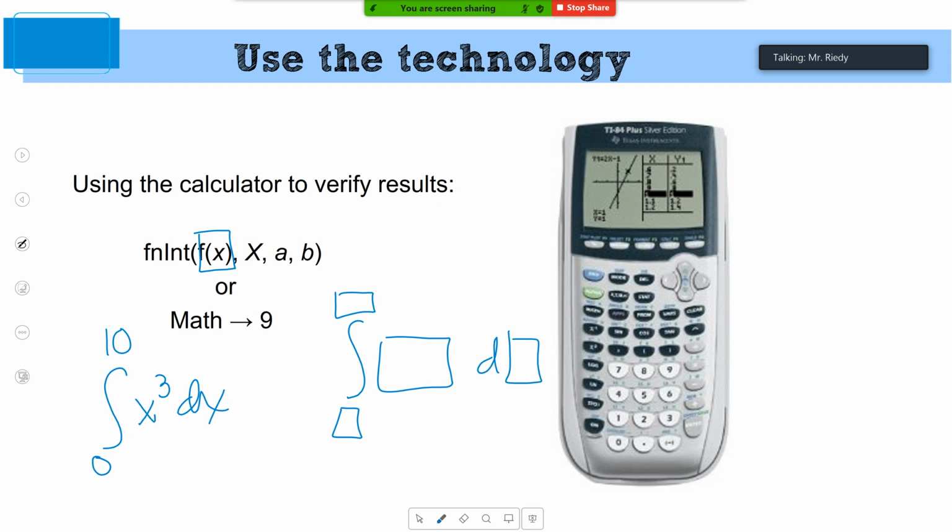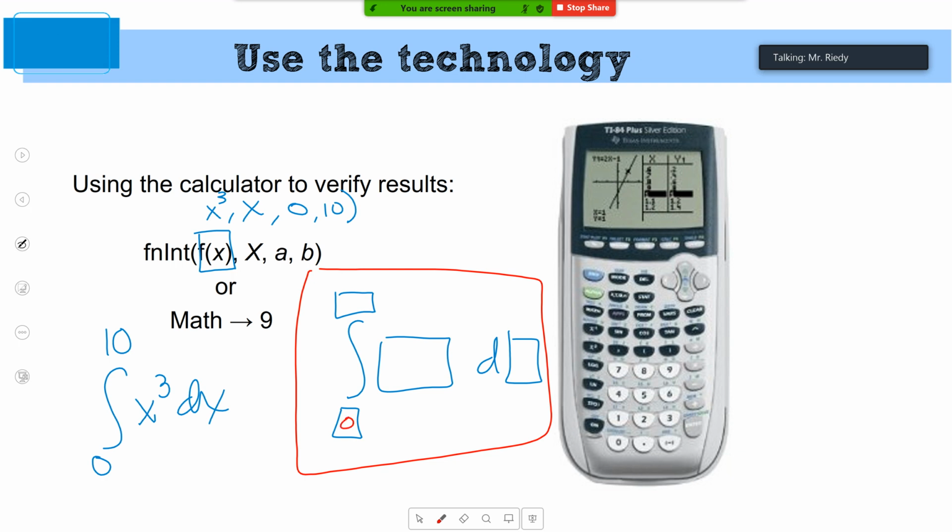Okay. So for those of you that have the FNint, you're going to type in x cubed, comma, x. It's always x, comma, 0, comma, 10. Lower limit of integration, comma, higher limit of integration, enter. Done. For the rest of you, I'm assuming that you're bright enough to figure out what you're supposed to do here.